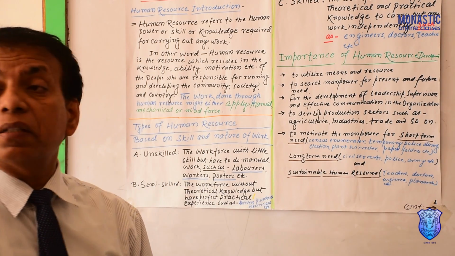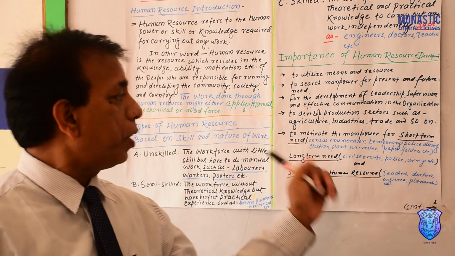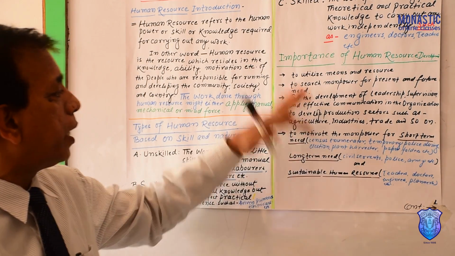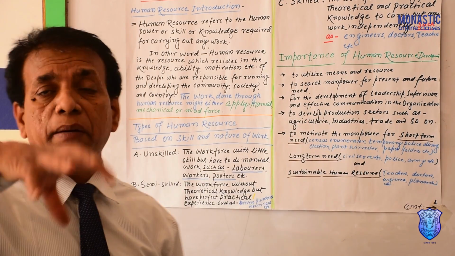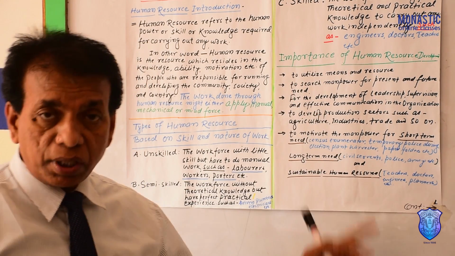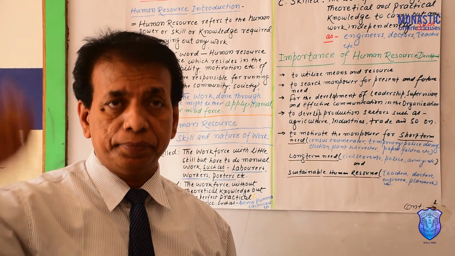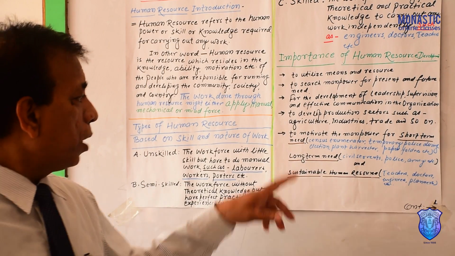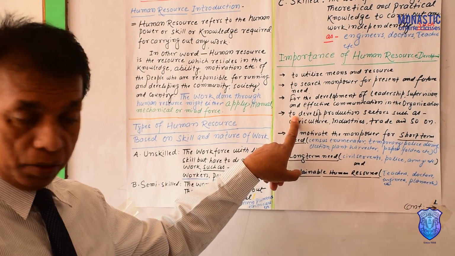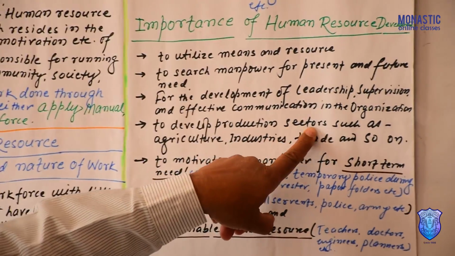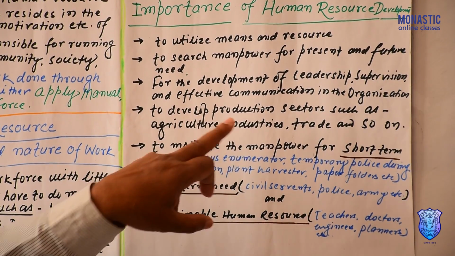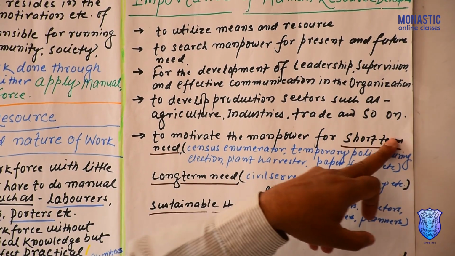And like this, various other work also. So we need such kinds of manpower. Human resources are very, very important because they can get involved in all these sectors and develop agriculture, industry and trade in Nepal perfectly. You can also note this point: develop production sectors such as agriculture, industry, trade and so on.